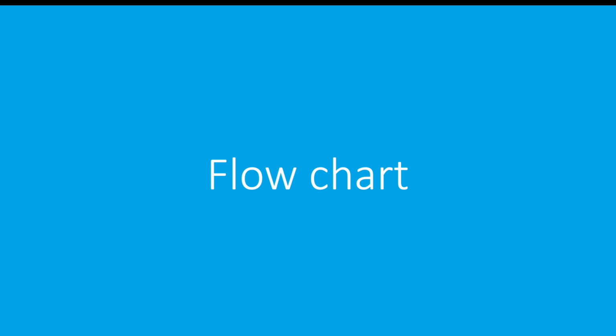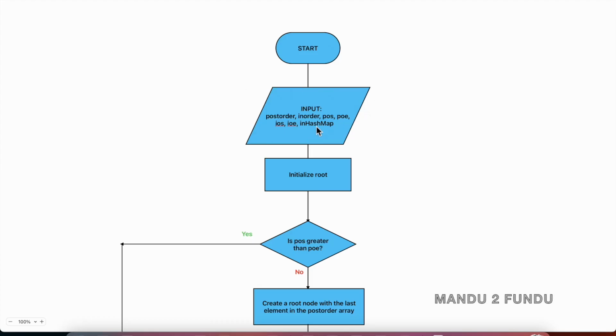Let's look at the flowchart. The input for this helper function is the Postorder output array, the Inorder output array, the Postorder starting and Postorder ending index, the Inorder start and Inorder end index, and then the input hash map. This is the hash map built using the Inorder output.